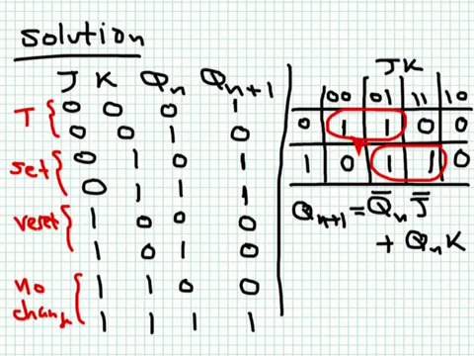So this group here is simply J bar, Qn bar. While for this one here, it is telling you as long as the current state is 1 and K is 1, you are going to get 1. So this one here is simply equal to QnK. So this is the expression for the output of the JK flip-flop. Qn plus 1, the new state of this flip-flop, will be Qn bar J bar plus QnK, so it depends on the current state and on the two inputs J and K.